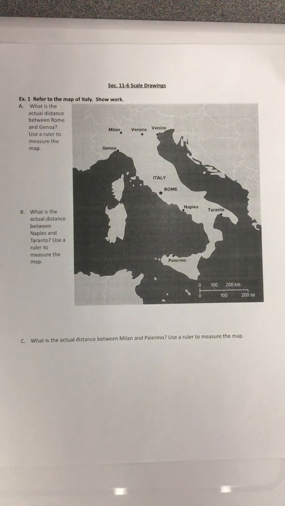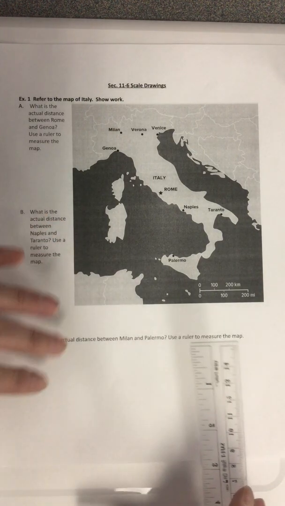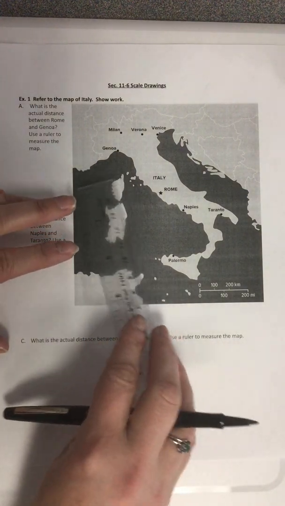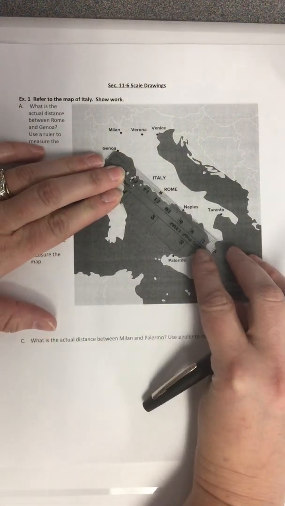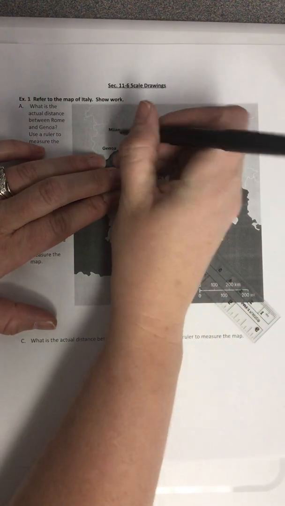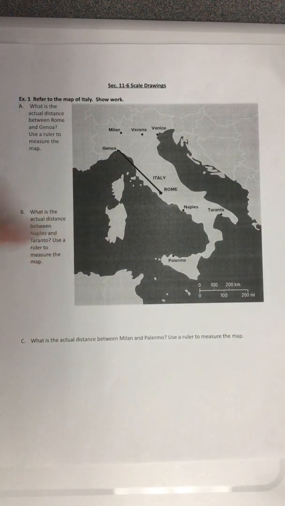So A says, what is the actual distance between Rome and Genoa? Use a ruler to measure the map. So what I am actually going to do here first is draw a line from Rome to Genoa, which is, okay, so there's Genoa and there's Rome, just to mark off the distance that I'm looking at here. Okay, then there's a couple ways I could do this.